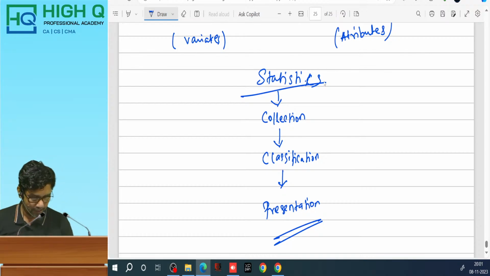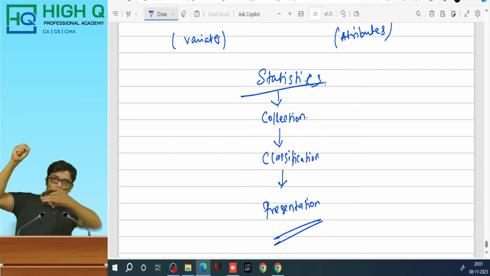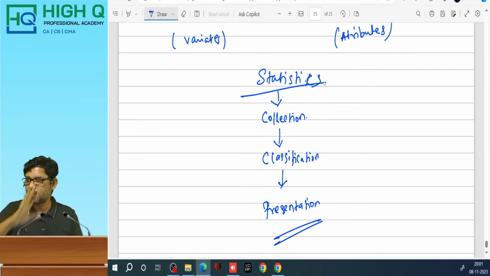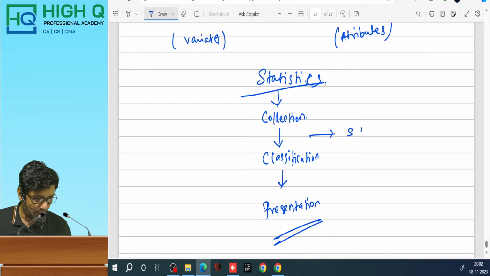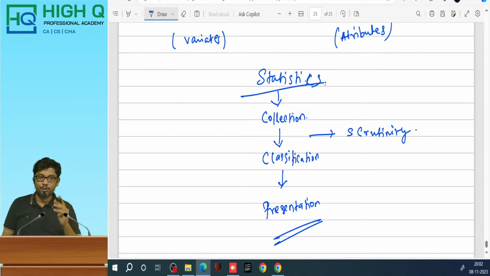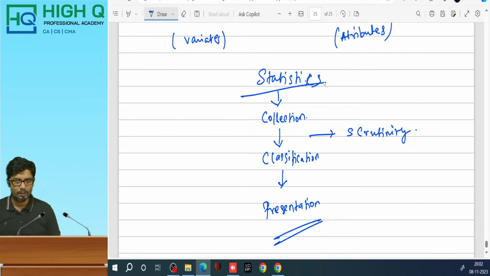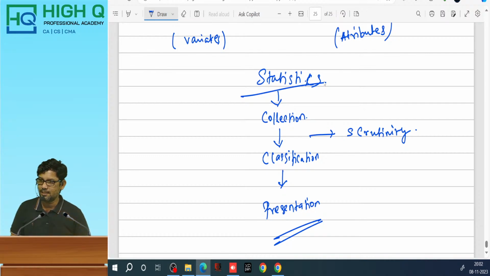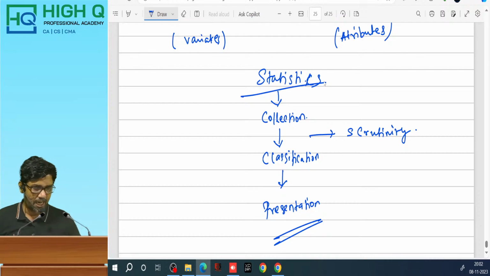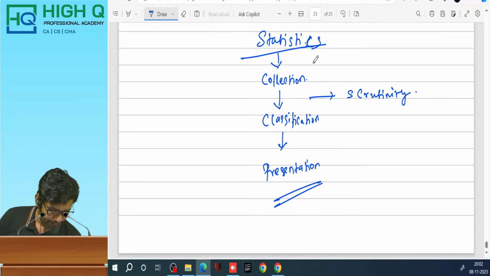Now listen here. Between collection and classification, after collecting and before classifying, the data has to be checked properly. Do you all agree, my dear? That is what we call scrutiny. We need to scrutinize the data. So collection, classification, presentation, but scrutiny, of course, is only a checking process. Fine. Guys, are you all understanding? Are you able to follow what I'm saying? Say yes or no?